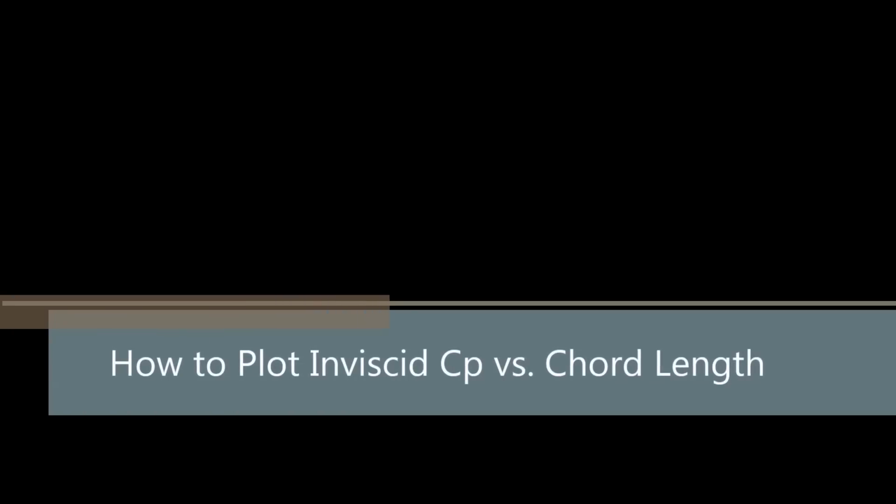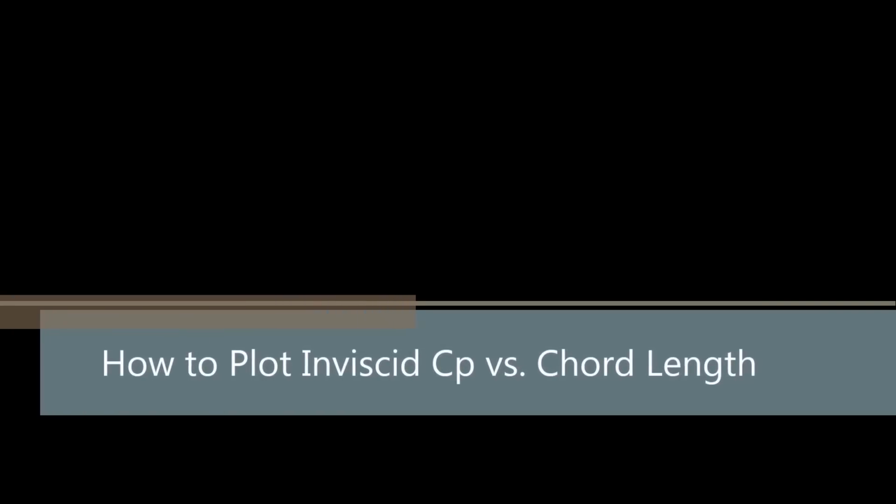This video will show you how to use the XFOIL program to analyze and evaluate several properties of a given airfoil. The tutorials included are how to plot viscid and inviscid CP versus X plots, how to plot CP vectors along your airfoil, and how to manipulate the paneling on the airfoil. The first tutorial is how to plot the inviscid coefficient of pressure versus the airfoil chord length.